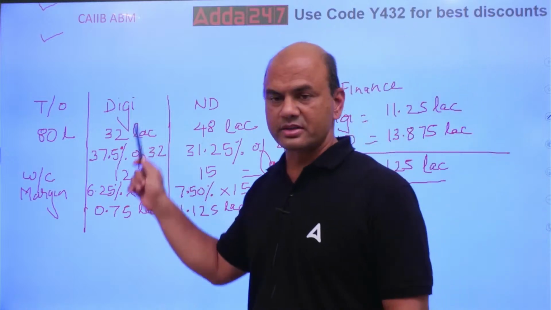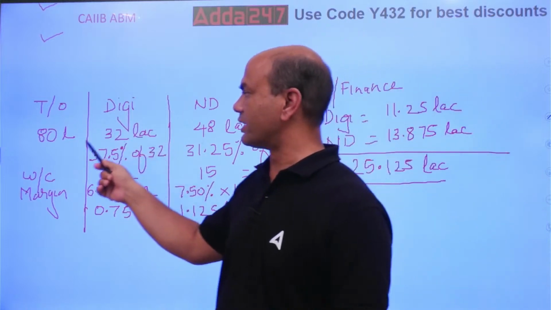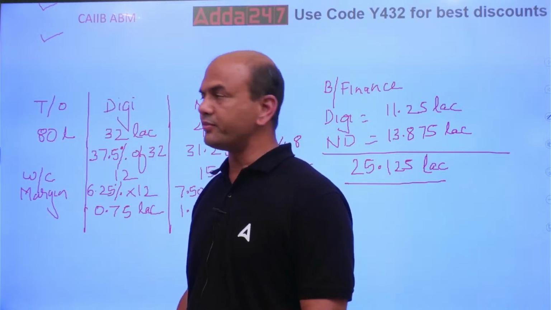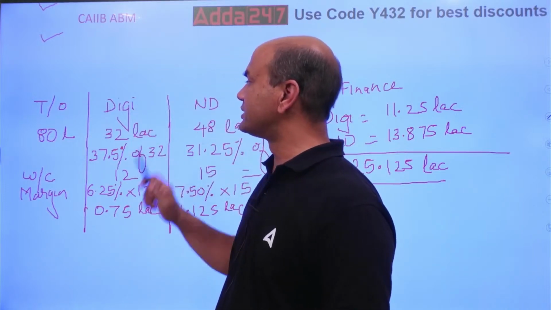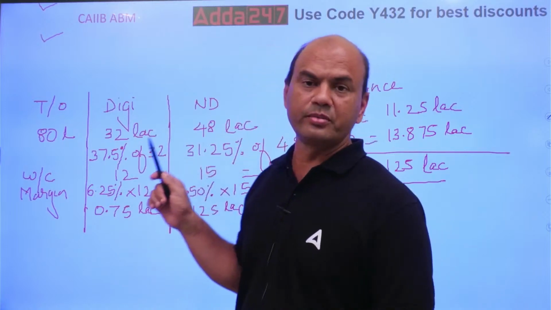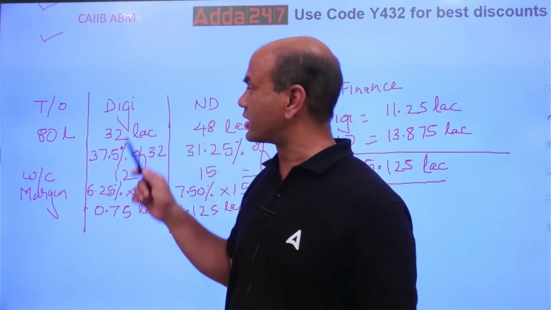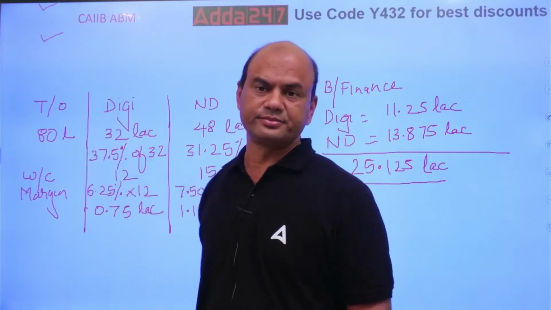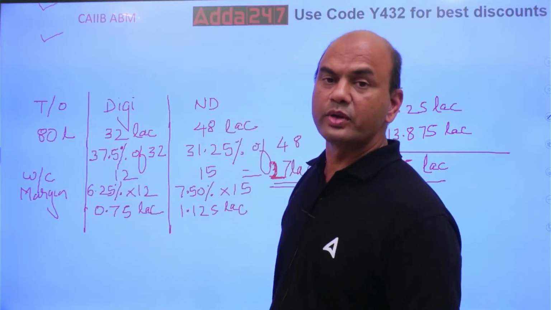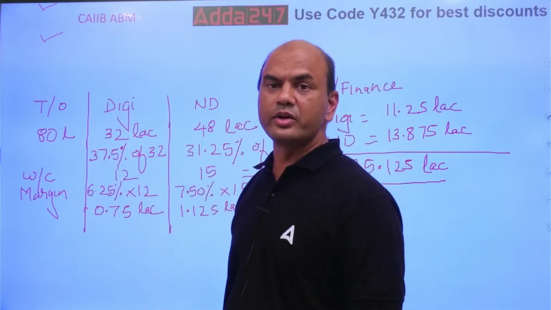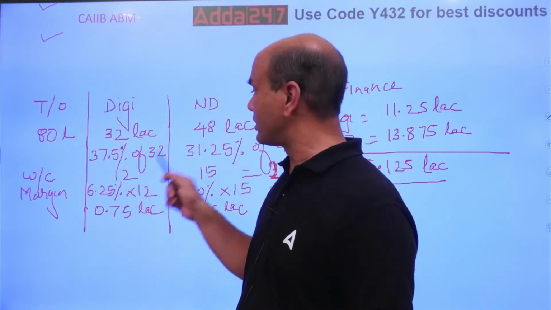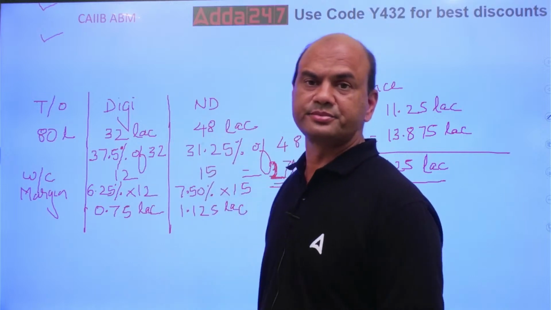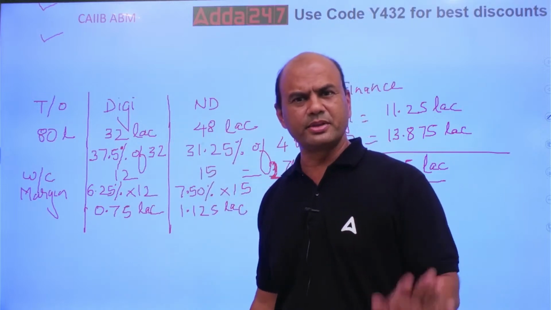Turnover for this year, see here, we are taking 80 lakhs. Okay. What is given for digital business? 40% comes from digital. So 40% of 80 lakhs is 32 lakhs. Non-digital is how much? The remaining, 48 lakhs. This is simple.